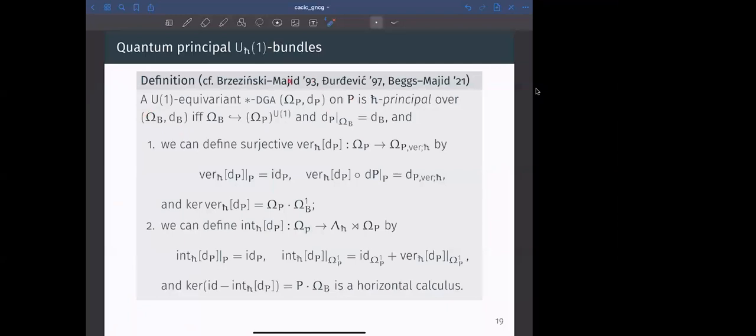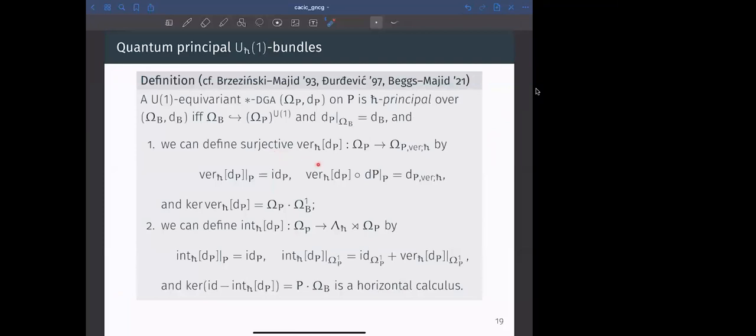So let's say that omega P, dP is a U1 equivariant star DGA over P. We'll say that it's h bar principal over omega B, dB, if you can embed omega B as U1 invariant forms on P in such a way that dB is the restriction of dP to the basic forms, and if the following two things hold. So first, you need to have a good notion of restriction of differential forms to evaluation on vertical vector fields, on fundamental vector fields.